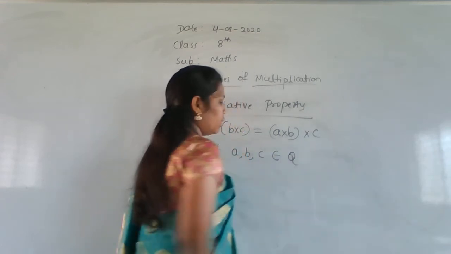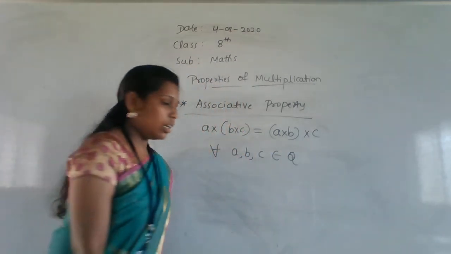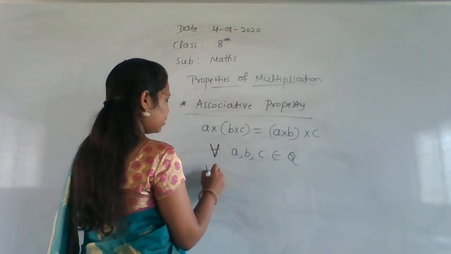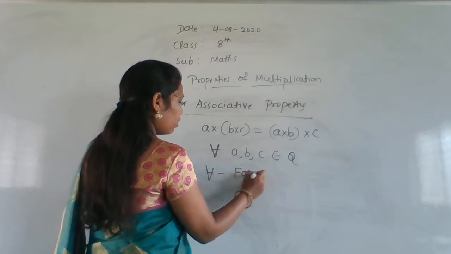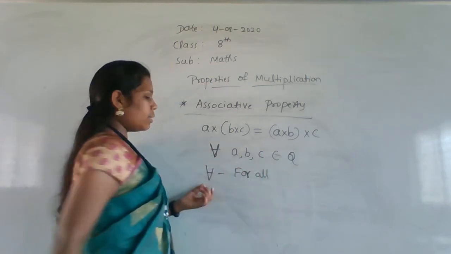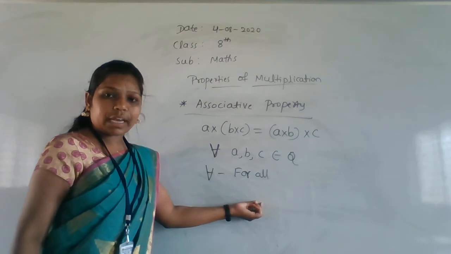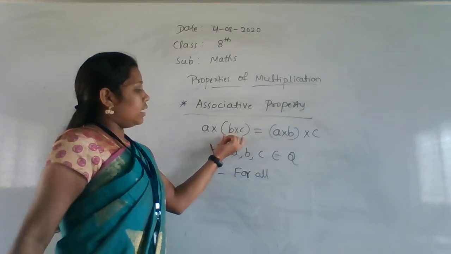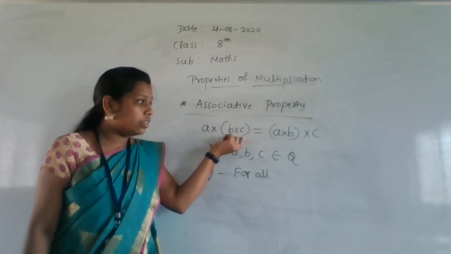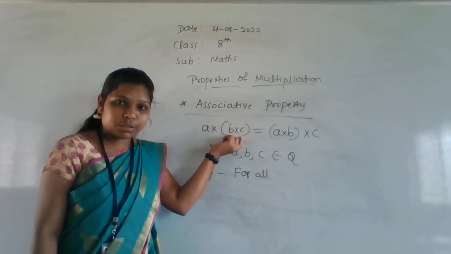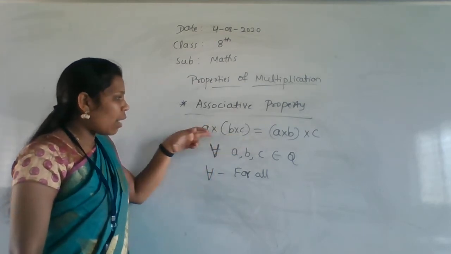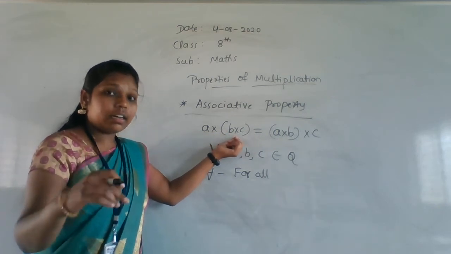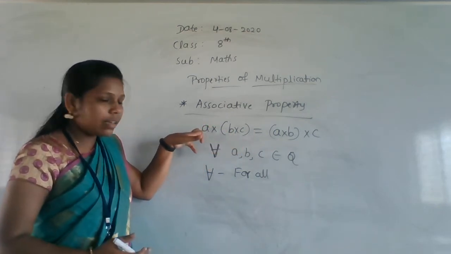It is a rational number. Q is nothing but the rational numbers. And this symbol means for all. Please keep it in your mind. See here, we have to multiply these two rational numbers first. After that we have to multiply this rational number. We'll get one answer right here. To that answer we have to multiply this number.